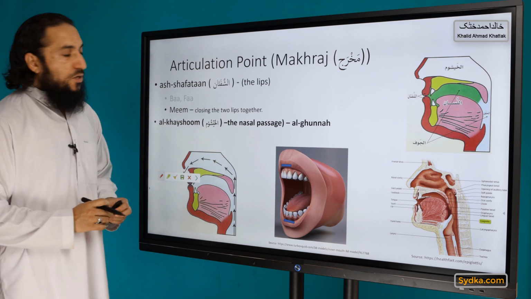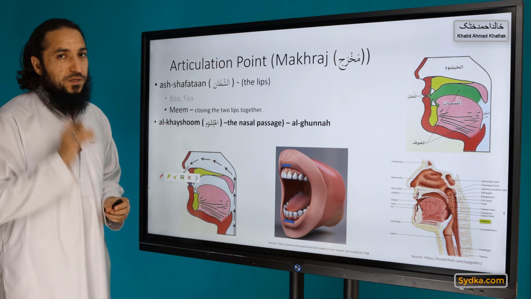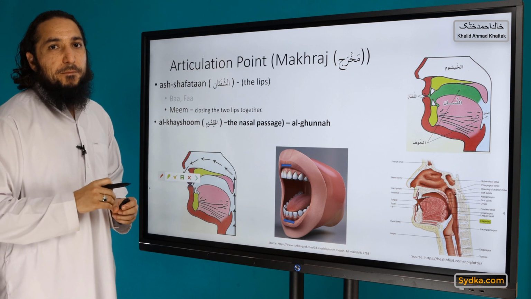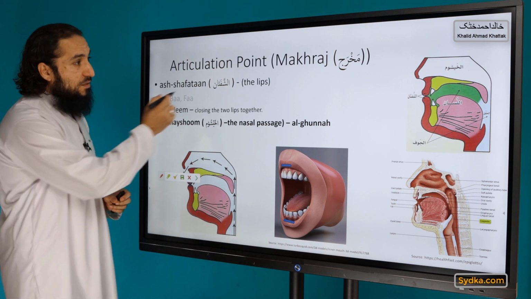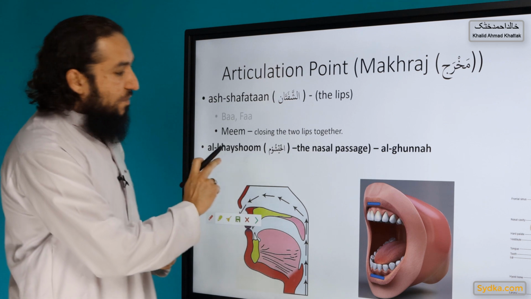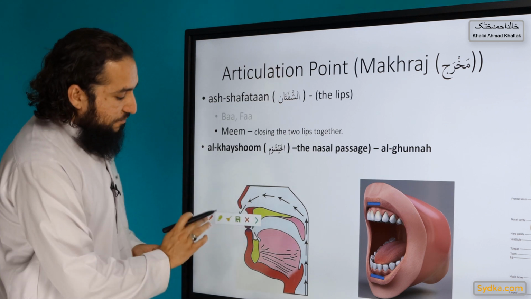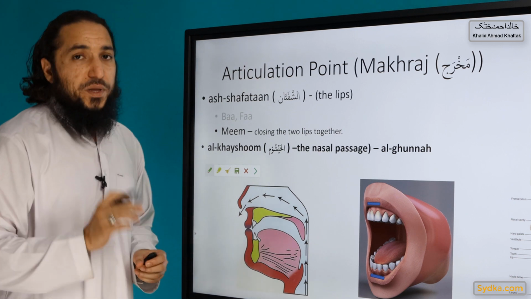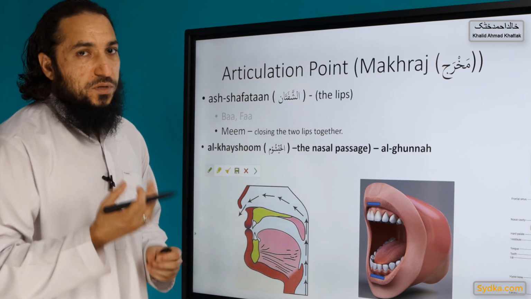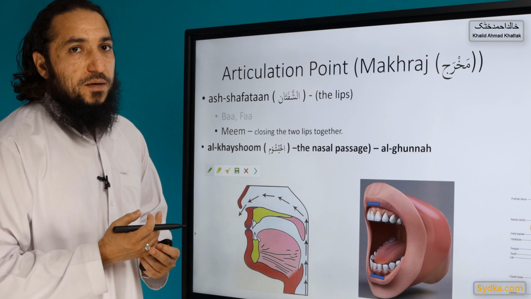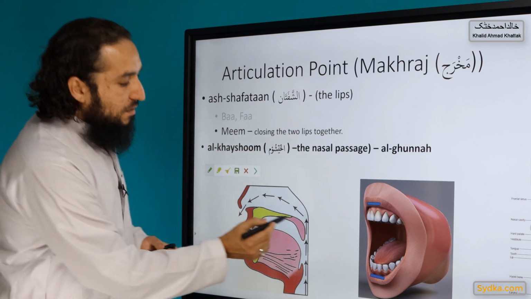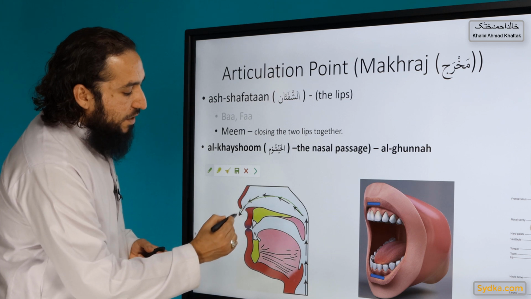So it has two Makharij. It is pronounced from the lips, kind of closing the lips, Meem, and similarly that's the Shafatan, and similarly it has al-Khayshum, the nasal passage as well, when it is pronounced with Ghunna. So you have to close the lips and the sound goes through the nose.